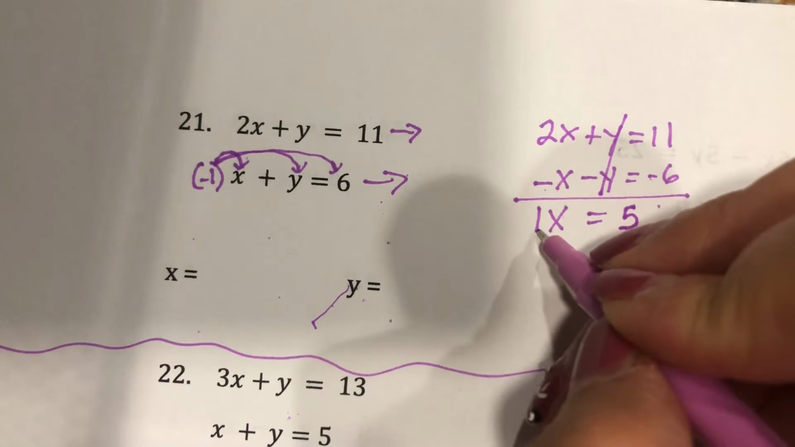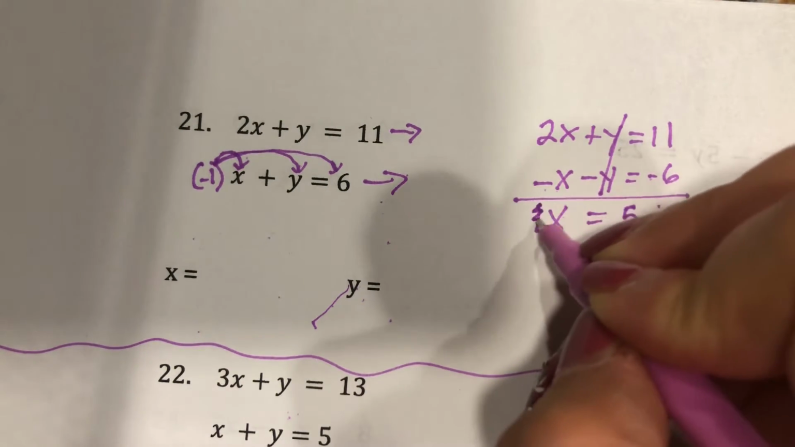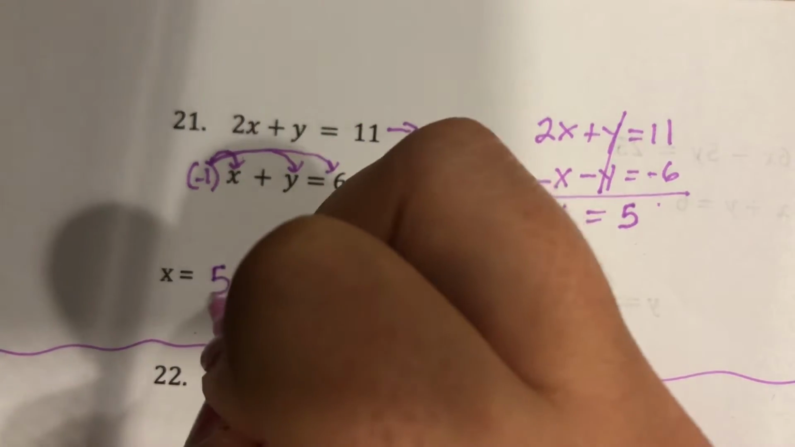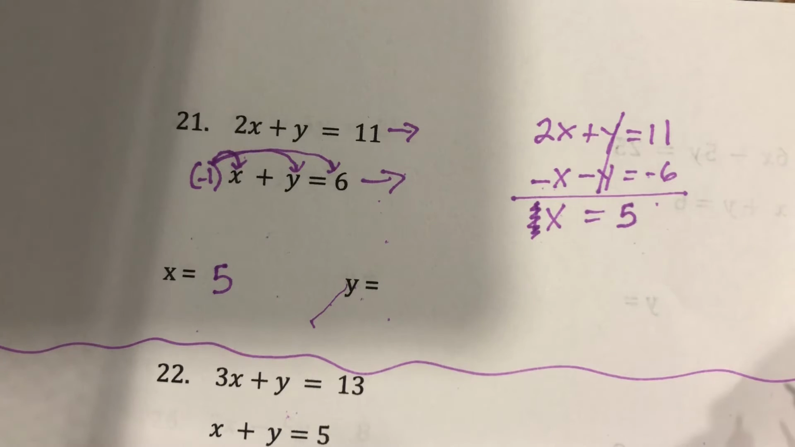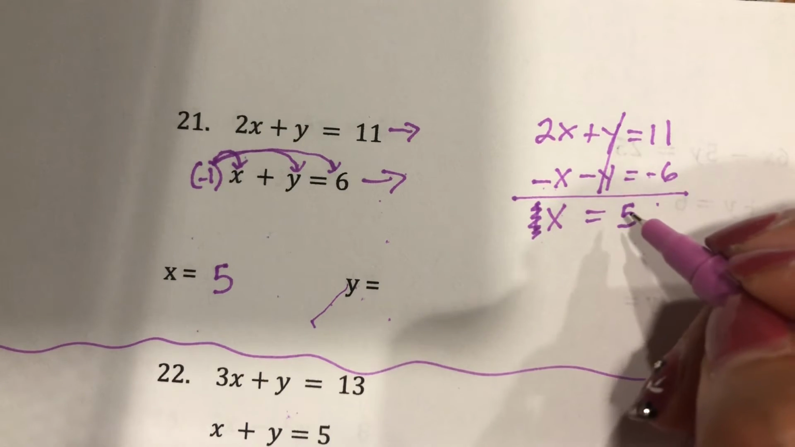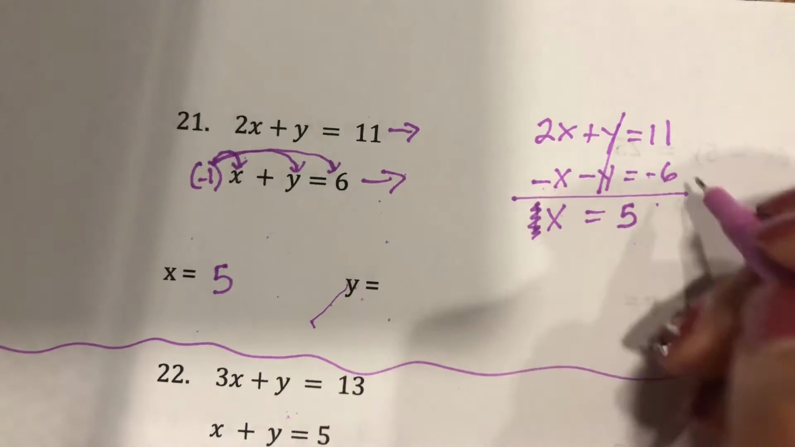Now, this is 1x. So it's the same thing as just x. x equals 5. That's it. Boom, we're done. All right, I can't divide both of these. I mean, I could, but why? That doesn't make any sense.